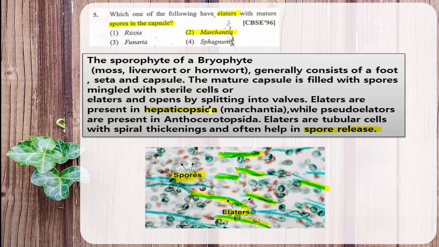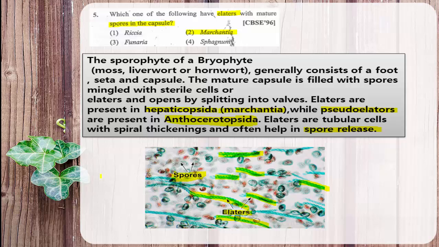Hepaticopsida is the class name of bryophytes. The members of Hepaticopsida are commonly called liverworts. An example for them is Marchantia. Another name, pseudo-elaters, that means false elaters, is present in the members of Anthocerotopsida. Actually, this is also a class of Bryophyta, but this class is not mentioned in our syllabus. That's why I have not explained it.